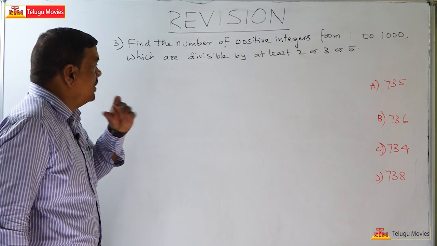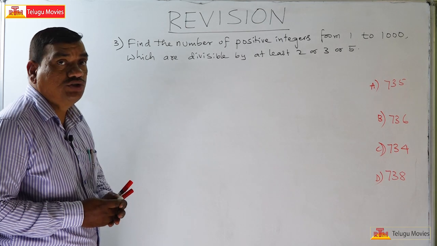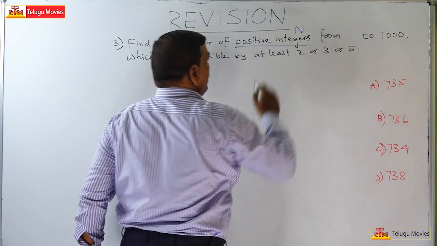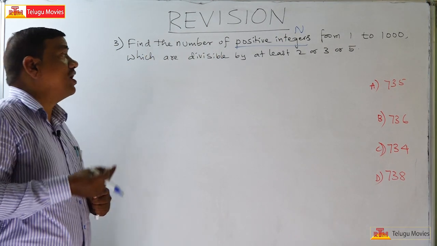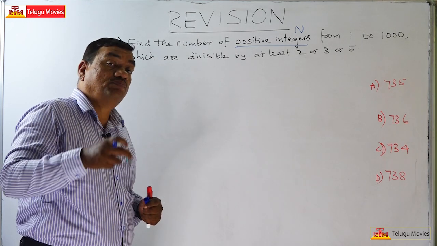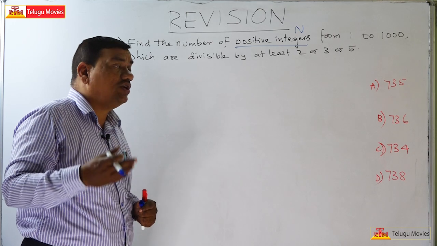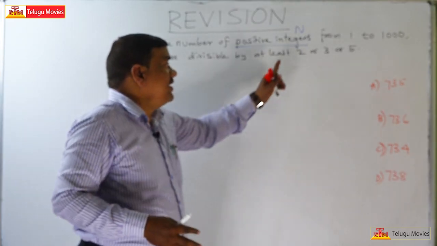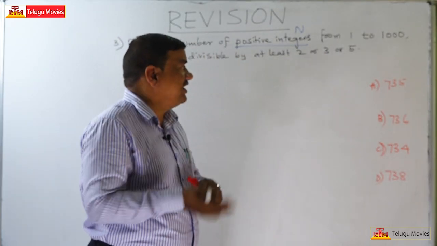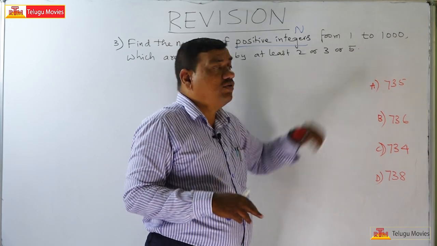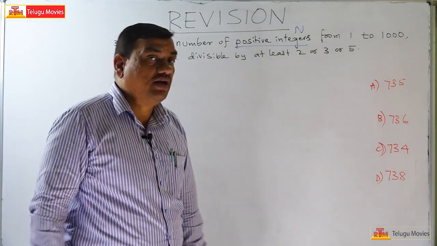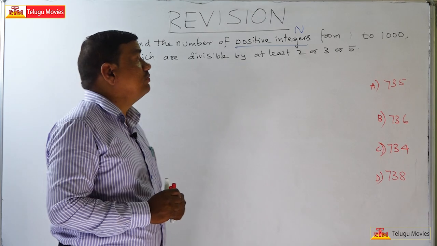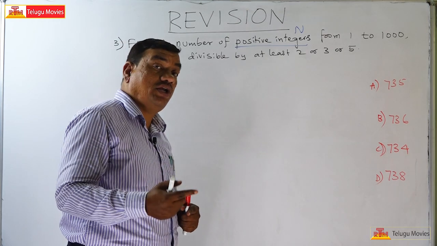Now we have to find out the number of positive integers. Positive integers means natural numbers. So from 1 to 1000, the number should be divisible by at least 2 or 3 or 5. If it is divisible by all the 3 numbers, it is okay. If it is divisible by 2 and 3, okay. If it is divisible by 3 and 5, okay. If it is divisible by 2 and 5, okay. But the number should be divisible by either 2 or 3 or 5.